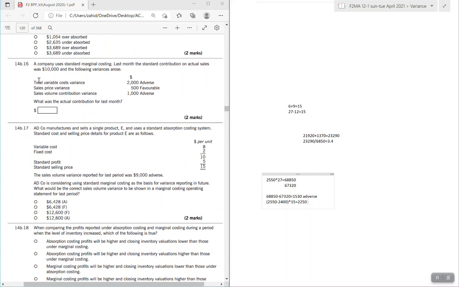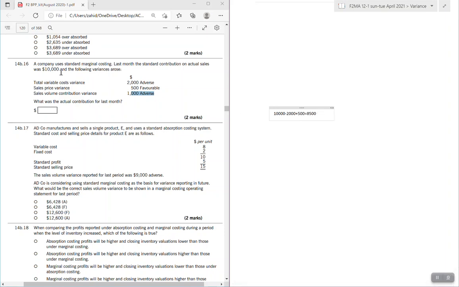Okay, a company uses standard marginal costing. Last month, the standard contribution on actual sales. Remember, standard contribution on actual sales, we take budgeted contribution, we minus sales volume variance, that gives us standard contribution on actual sales. So volume variance is already deducted from this. And the following variances arose: variable, sales price, sales volume contribution. See, this is already deducted. So they're asking actual contribution. So we take 10,000 minus 2,000 plus 500.